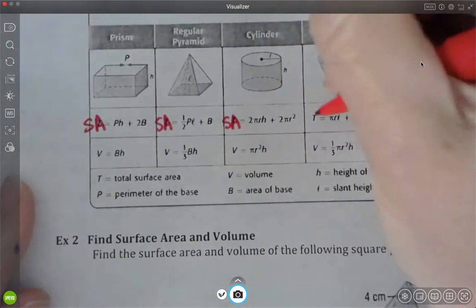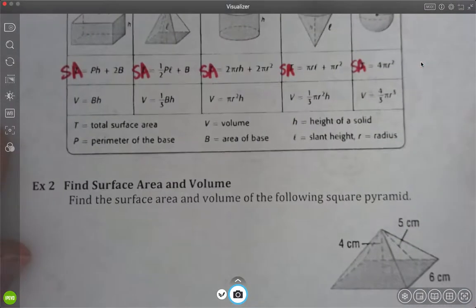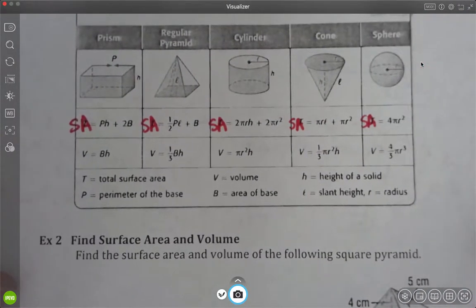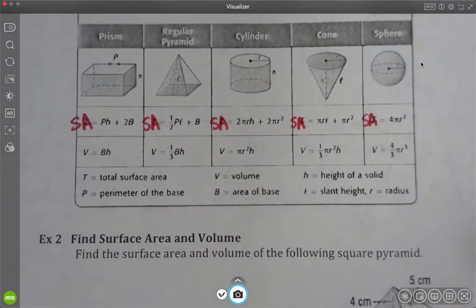They write surface area as T, but I'm going to change each one to say SA instead of T, because I don't like T. I want SA, okay? And then V is volume, volume, volume, all the way across, okay?